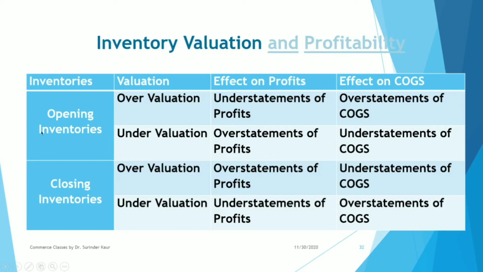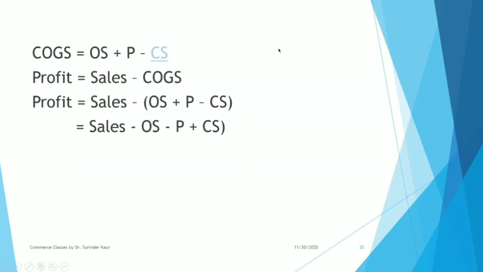Like if we say opening inventories. Now if you overvalue these inventories, then it will result in lesser profits and more cost of goods sold. Now how this happens, let us explore it further. Cost of goods sold is opening stock plus purchases minus closing stock. What it means is that your cost of goods sold is directly associated with opening stock, isn't it? If your opening stock is overvalued, your cost of goods sold will also be overvalued.